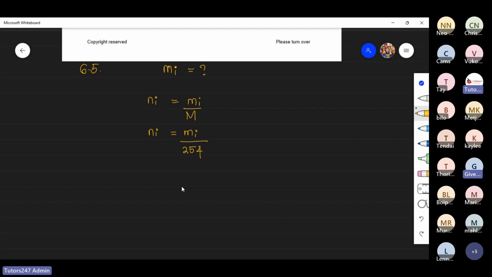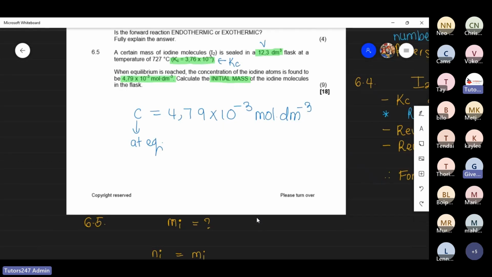Now, from here, we need to calculate the initial mass. So we're going to cross multiply. So our mass initial is therefore equal to the number of moles times 254. So we already have an equation that we are now going to use to calculate the initial mass. The only problem is that we don't have the initial number of moles. So this is now where we go and use our Kc table in order to calculate the initial number of moles.